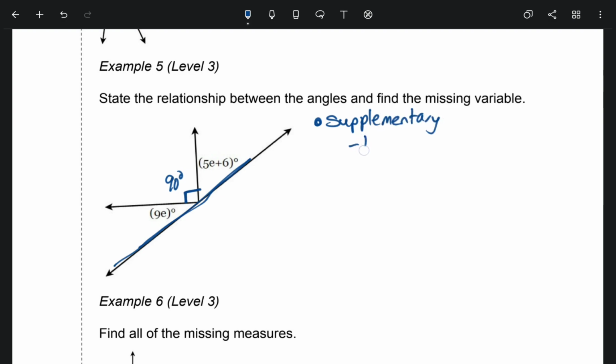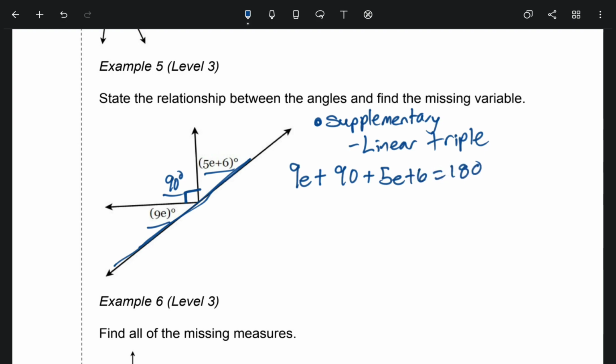You might also hear this referred to as a linear triple. Linear for line, triple because there's 3 angles. But we approach this the exact same way we did with supplementary angles that have 2 angles. So we're going to add up all of our angles. So we get 9E plus 90 plus 5E plus 6 equals 180.